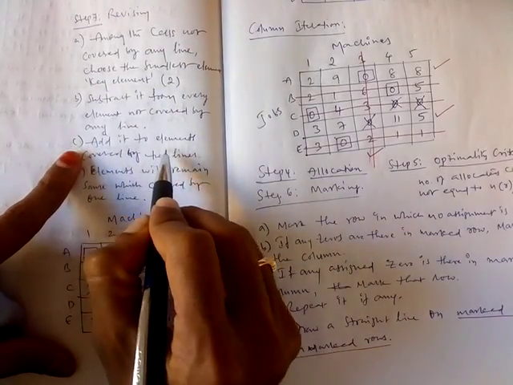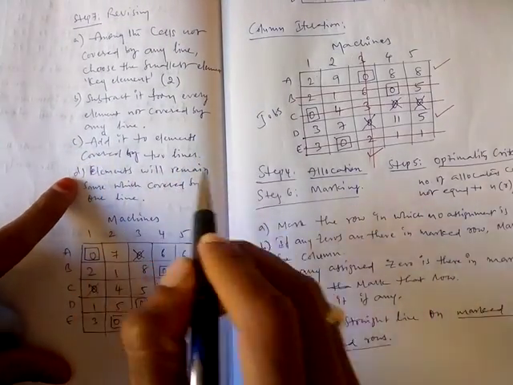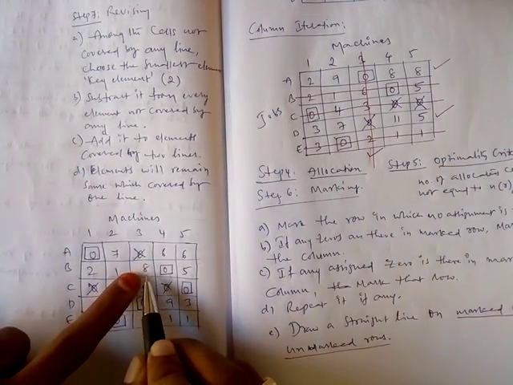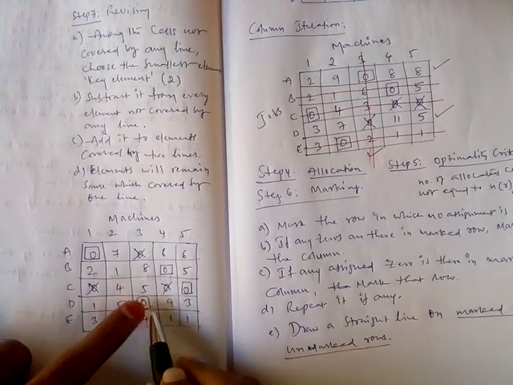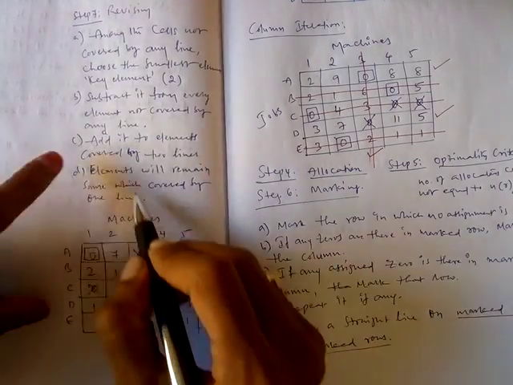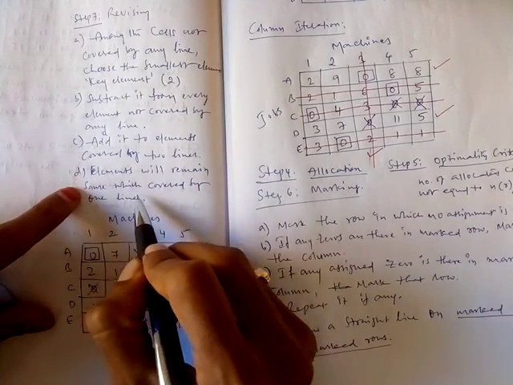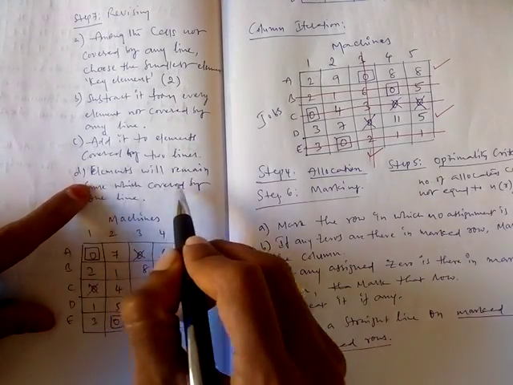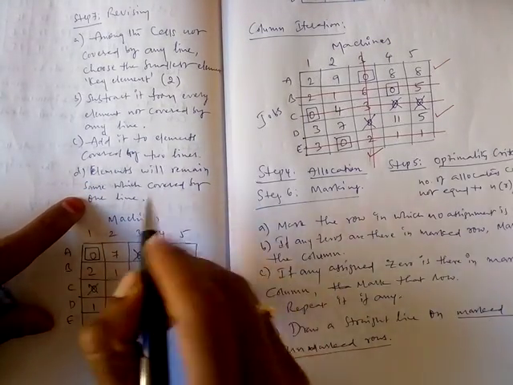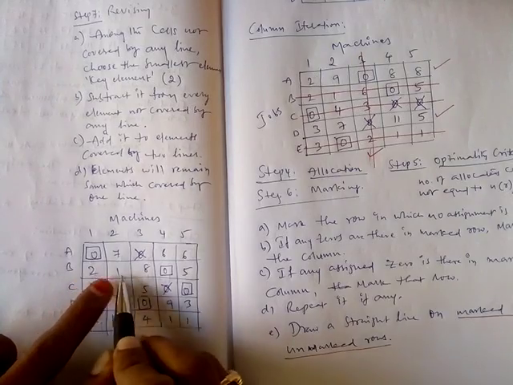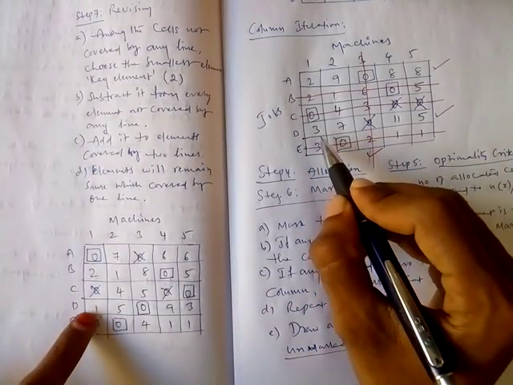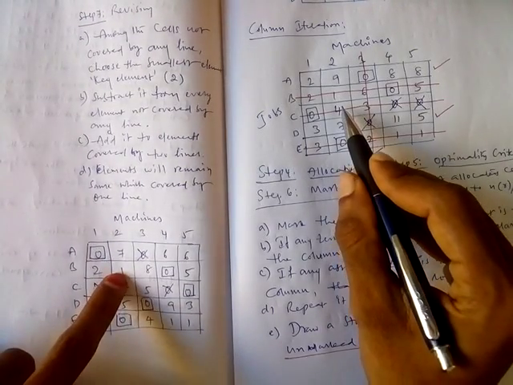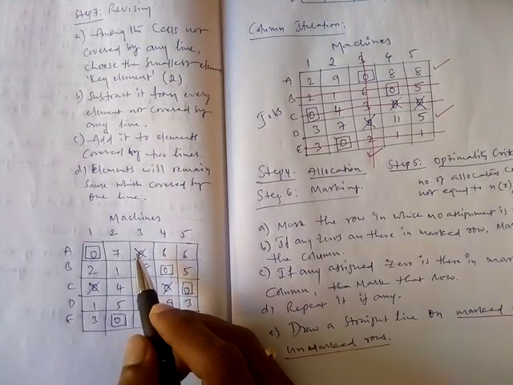And next point, add it to every element covered by 2 lines, that is the intersection of 2 lines, 1 2 and 3. So 6 becomes 8, 3 becomes 5 and 2 becomes 4. Now the elements which are covered by one line will remain the same. So here 2 1 5 and 3 1 and 1 4 and 1. Okay, so this is the revised matrix.